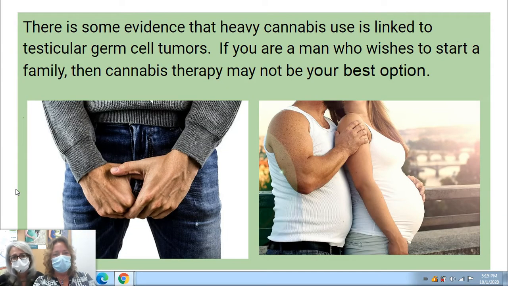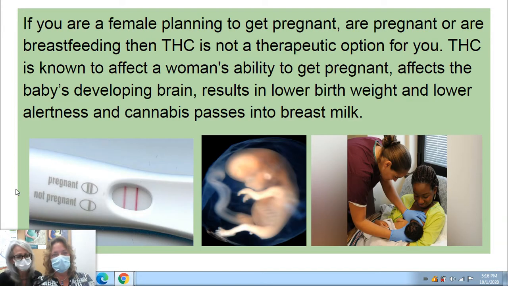There is some evidence that heavy cannabis use is linked to testicular germ cell tumors. If you are a man who wishes to start a family, then cannabis therapy may not be your best option. And if you're a female planning to get pregnant, are pregnant, or are breastfeeding, then THC is not a therapeutic option for you. THC is known to affect a woman's ability to get pregnant, affects the baby's developing brain, results in lower birth weight and lower alertness, and cannabis does pass into the breast milk.